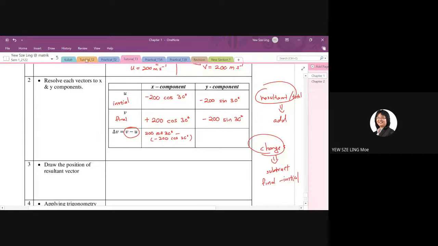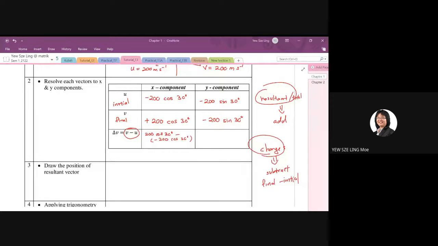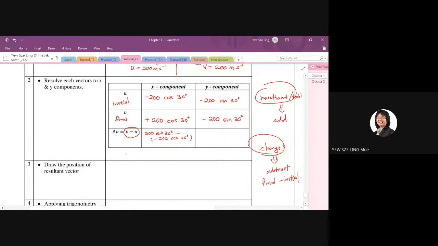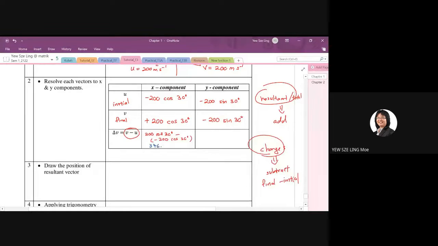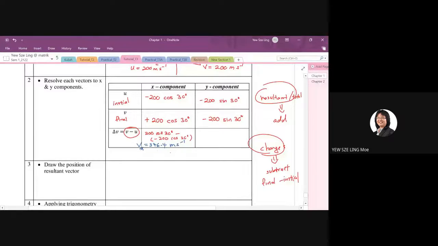So what does it mean? It means you're going to add them up. If you add them up, you're going to get a value equal to 346.4, if I'm not mistaken. Yes, meters per second. So your Vx is now equal to 346.4 meters per second.